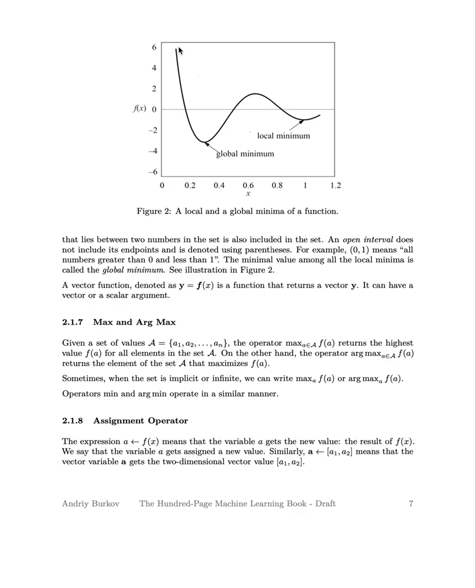So if we say we want max of f of x in this example, we will get 6 because that's the maximum value of f of x. If we say argmax, it will check, okay, at which value of x did we have the highest value for f of x. So 6 was observed at dot 1, so it will take that.